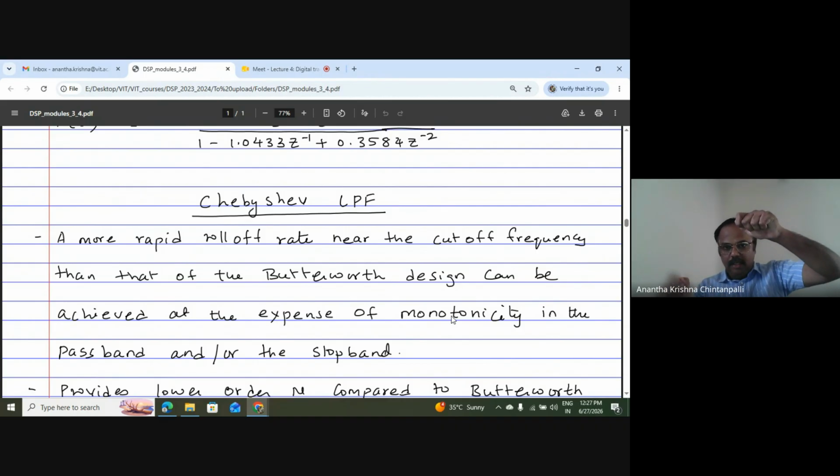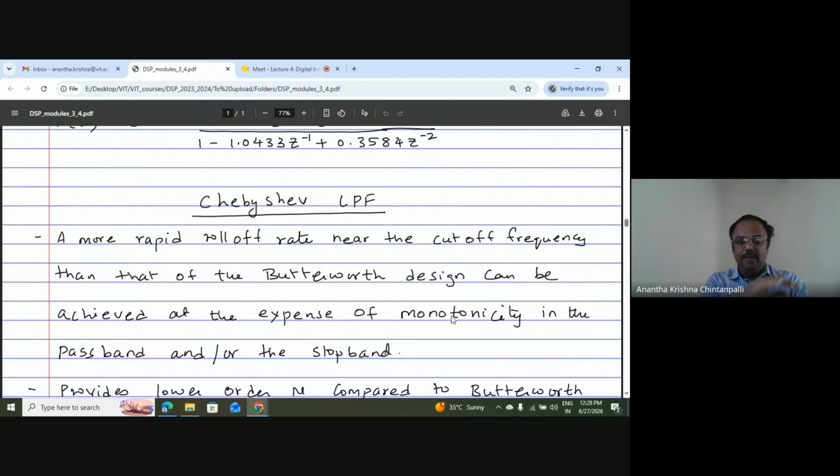That would increase the filter order and the number of computations. So is there a way I can get a sharper roll-off rate with a lower filter order? The answer is yes, but you have to sacrifice the monotonicity either in the pass band or in the stop band or in both. If you lose the monotonicity in the pass band, meaning that in the pass band region you have ripples, and it's a monotonically decreasing function in the stop band, then we call it a Chebyshev type 1 filter.